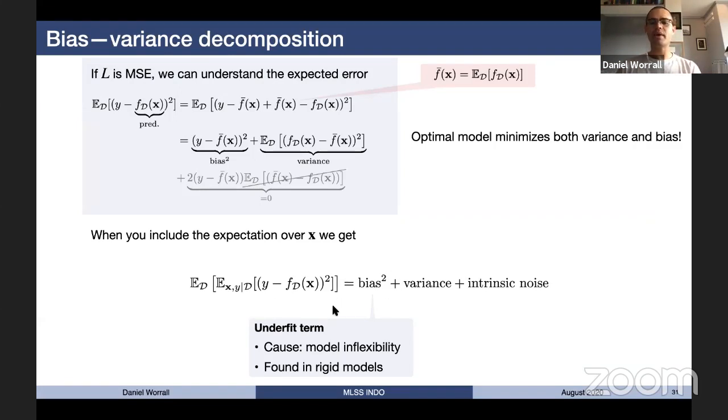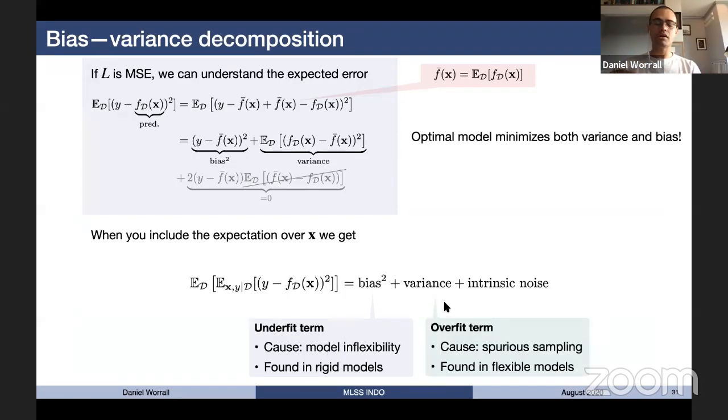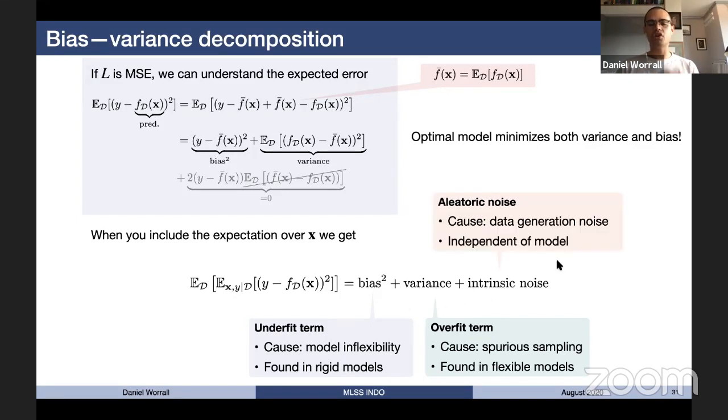So this bias squared essentially is an underfitting term. It says how rigid is my model. The variance is how easy is it for my model to fit to random spurious sampling errors in my training data. And intrinsic noise is just noise which is just always there. It's just always in the training data.